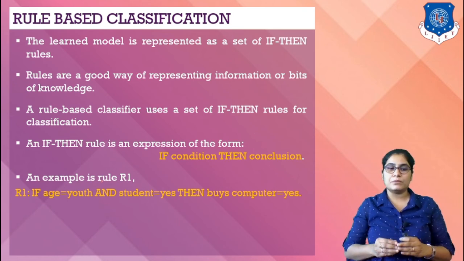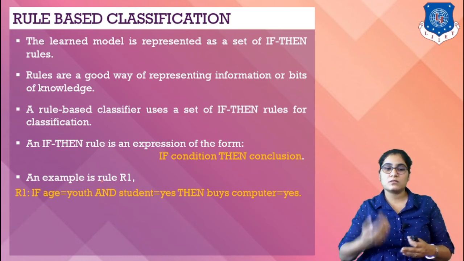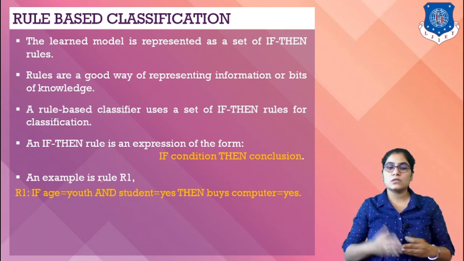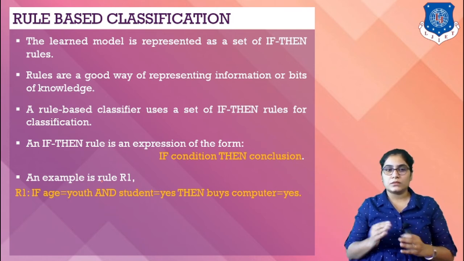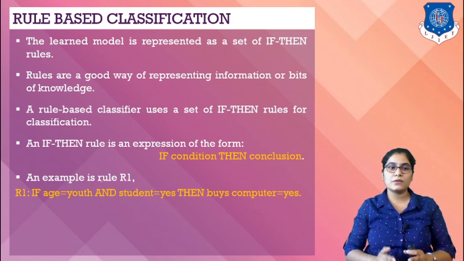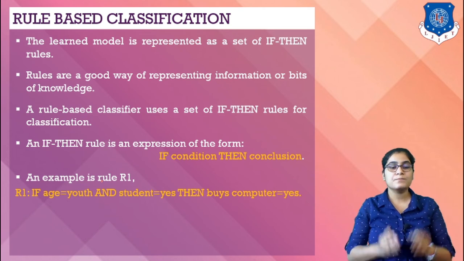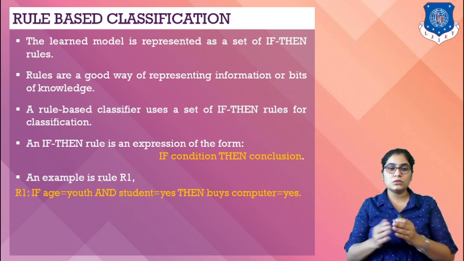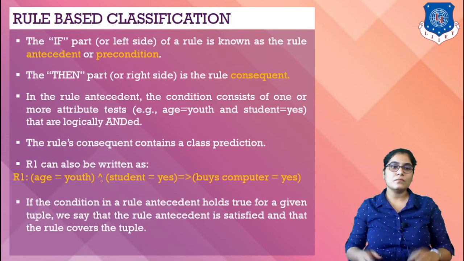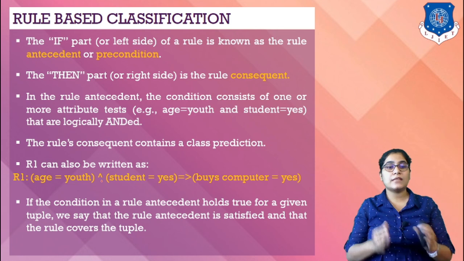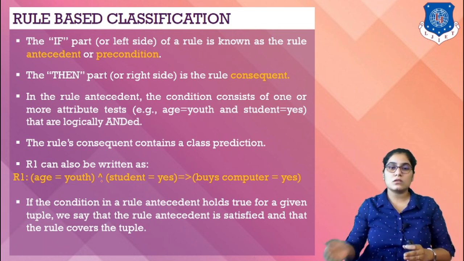Let's take an example. If we want to say that if the customer's age is youth and student is yes, then the customer will probably buy the computer, then we represent this using rule-based classification as: if age is equal to youth and student is equal to yes, then buys computer is equal to yes. The if part of a rule is known as the rule antecedent or precondition, whereas the then part is the rule consequent.